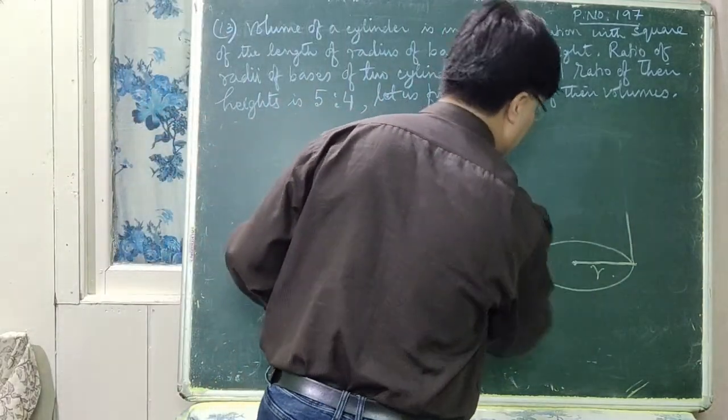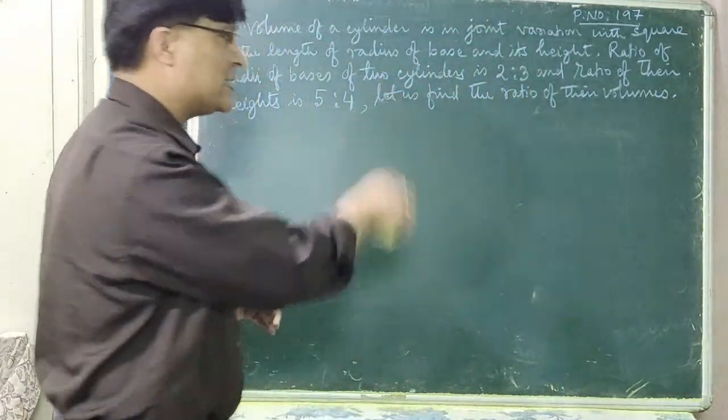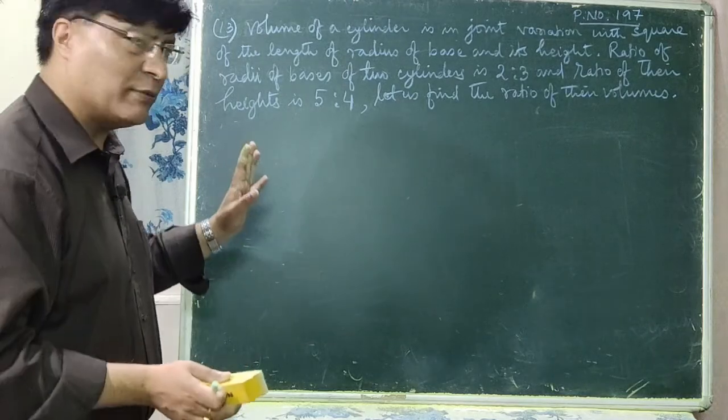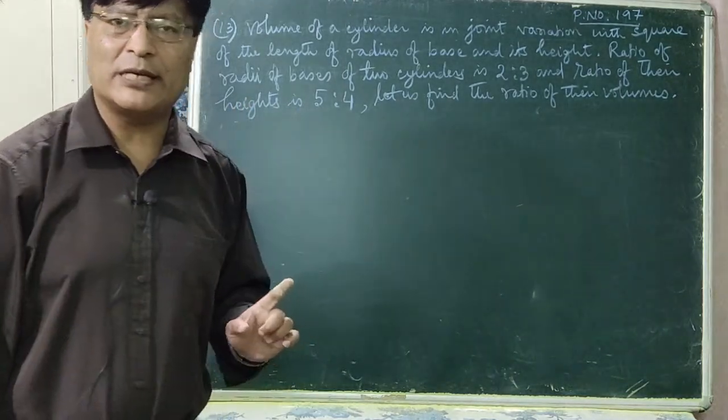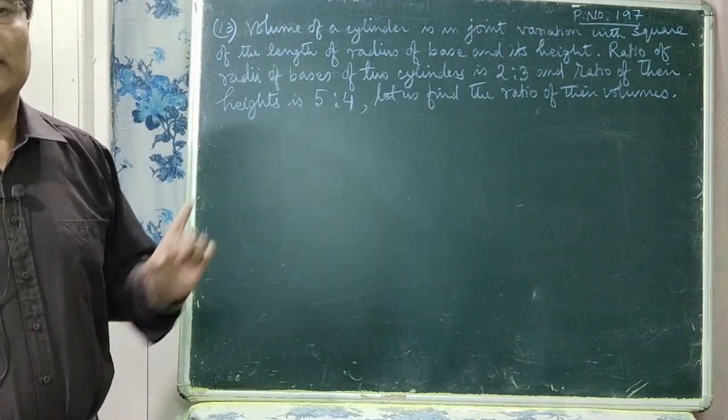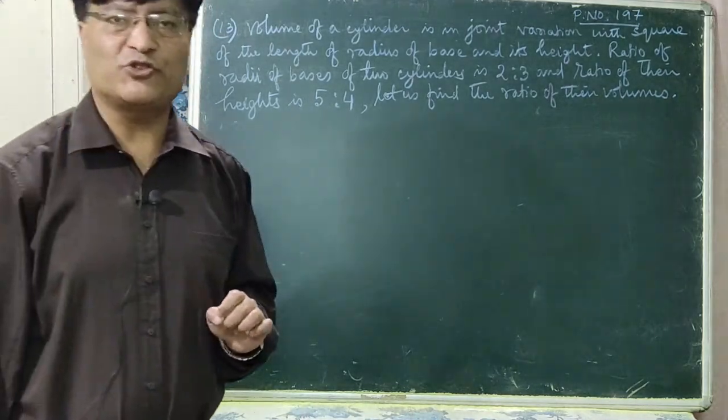So you have understood the cylinder shape, I think. So h is the height of the cylinder, r is the radius of the base of the cylinder, and V is the volume of the cylinder.